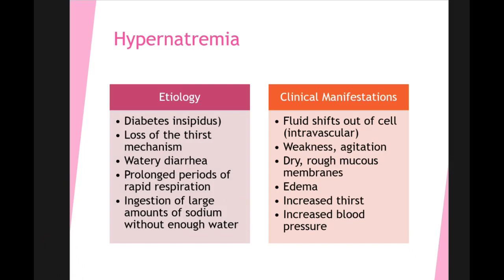The major effect of hypernatremia is that fluid shifts out of the cells, due to the increase in osmotic pressure in the interstitial space or the extracellular fluid. This effect is manifested by weakness, agitation, and the hallmark is edema. The person will have dry, rough mucous membranes, increased thirst, and an increased blood pressure.